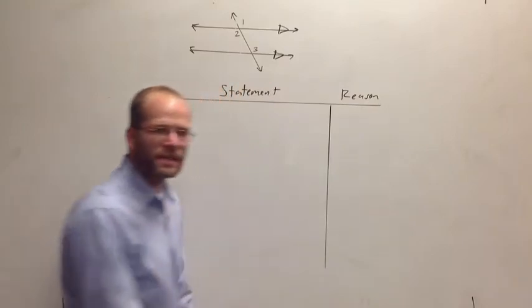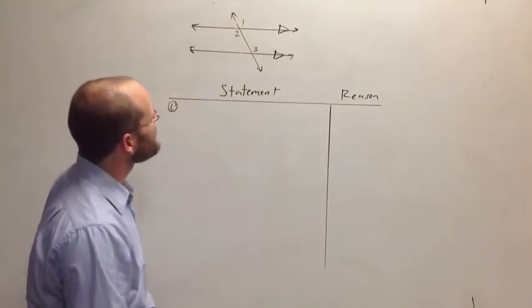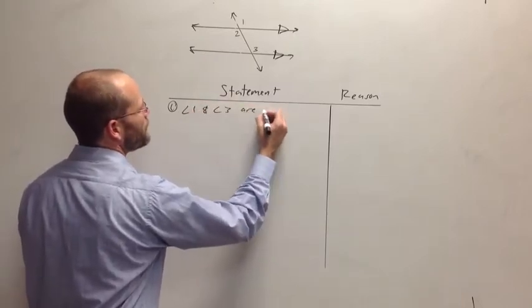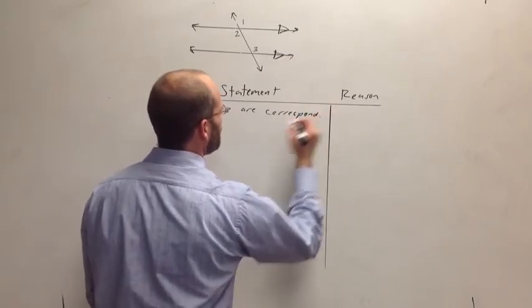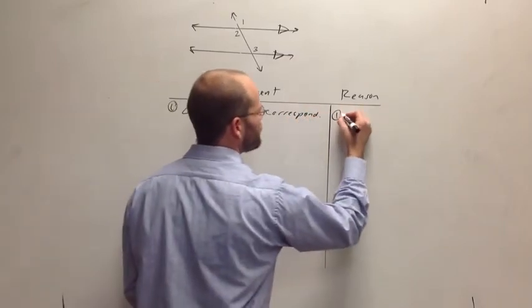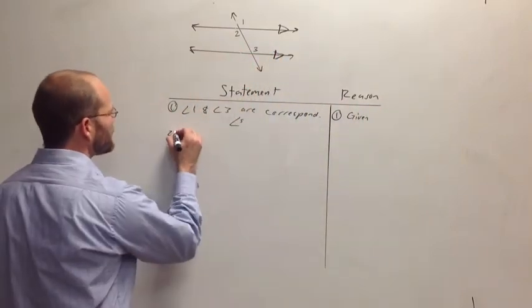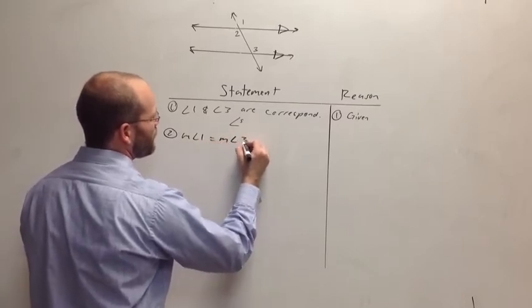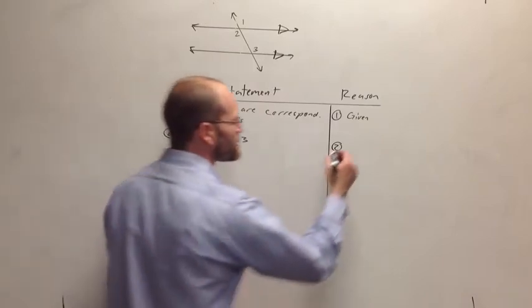And we set up the proof just as we have in the past. So we'll start with some givens. In this case, I can see that angle 1 and angle 3 are corresponding angles. That's a given. It's right there in the diagram. The next thing I conclude is that the measure of angle 1 is equal to the measure of angle 3. How do I know that? By the corresponding angles postulate.